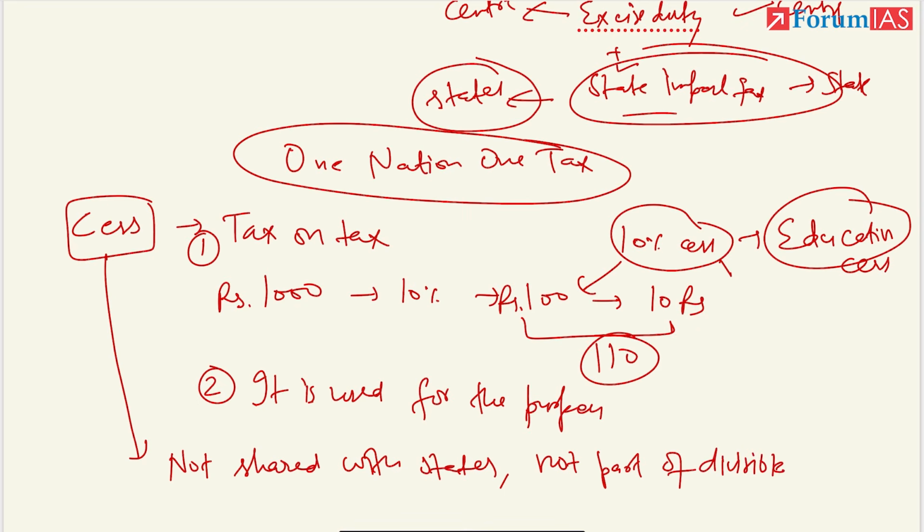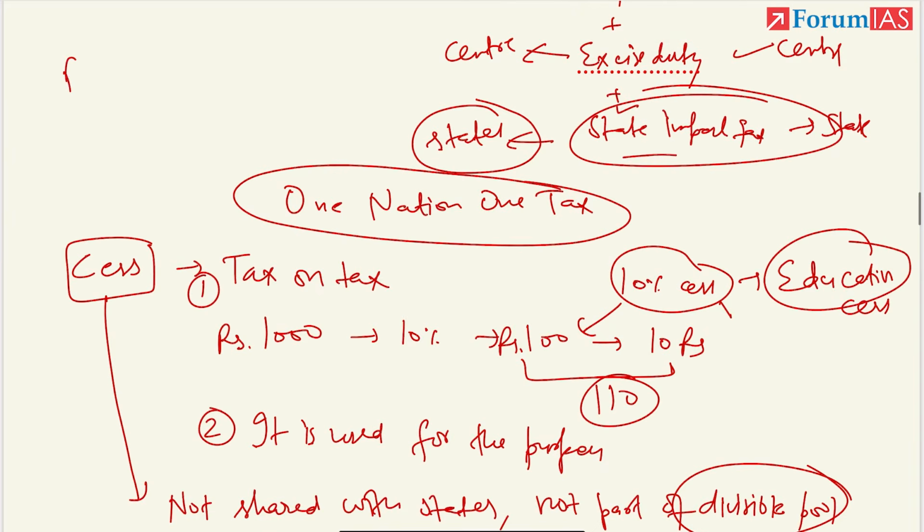This is what various states have been going to the Finance Commission and asking to make cess part of the divisible pool. What is the divisible pool? According to the Finance Commission, say for example, there is 100 rupees collection of taxes by the center. So 41% is to be shared with the states. Why? Because states also need taxes for the functioning of the government and also for the welfare purposes.